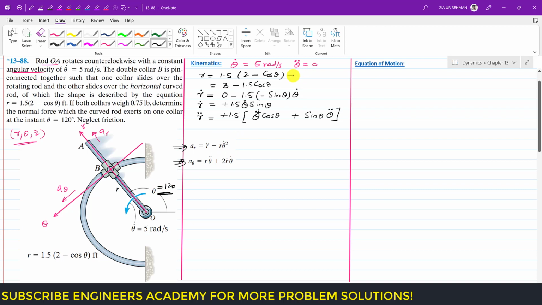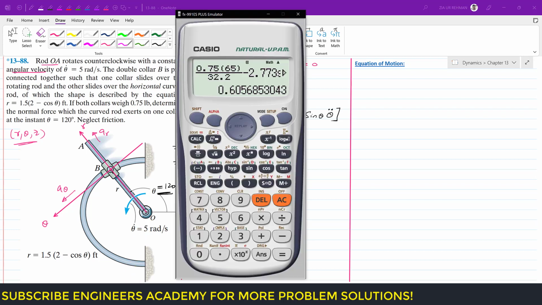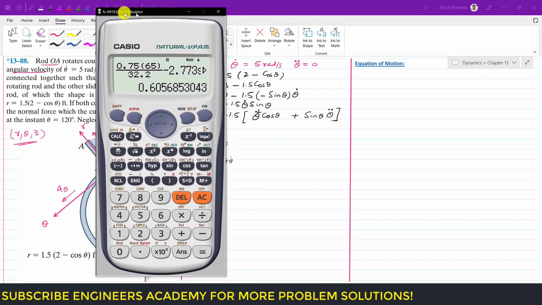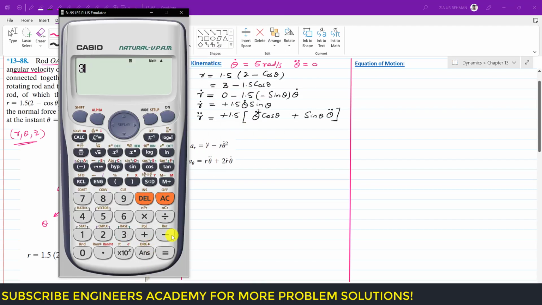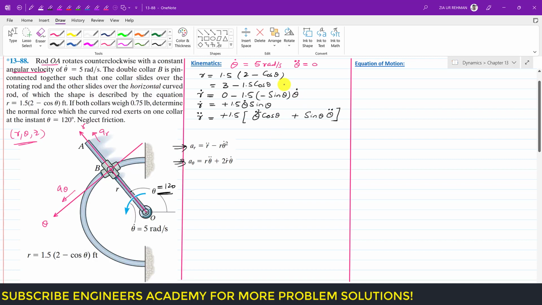So we have to find r double dot and theta dot at theta equals 120 degrees. If I put theta equals 120 degrees in this equation, I will find it directly. The r equation is 3 minus 1.5 cos of theta, so I will write 3 minus 1.5 cos of 120 degrees. This gives me 3.75. So the radius at theta equals 120 degrees is 3.75 feet.